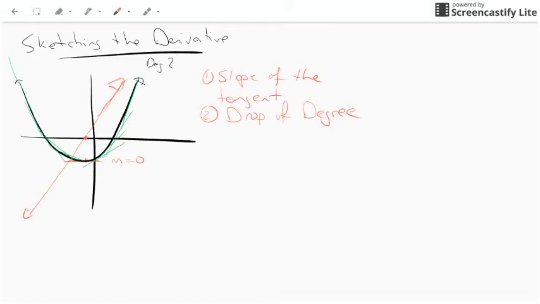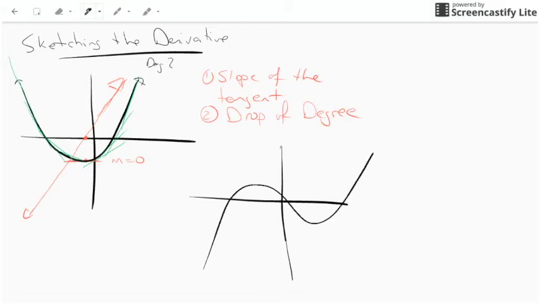Okay, let's try again. Let's say that we start off with a cubic. Now we're going to graph the derivative of the cubic. Bear in mind that, again, the degree is going to drop. So if this is degree 3, we know that when we draw the derivative here, it's going to be a quadratic. Now, I know that the slope of the tangent line right here is 0, so my derivative is going to go through 0 right below that.